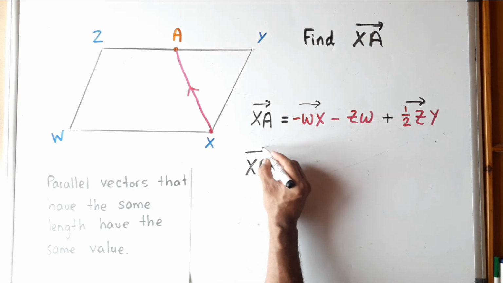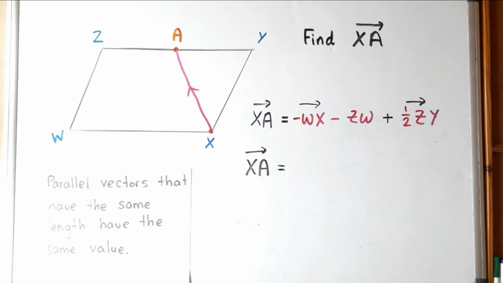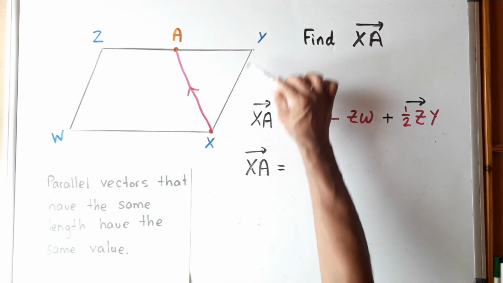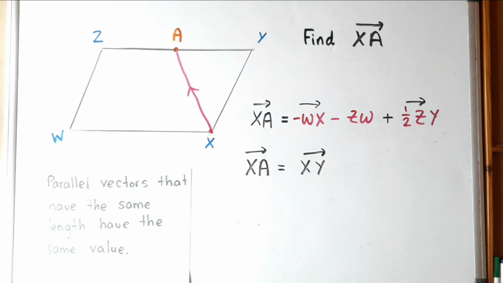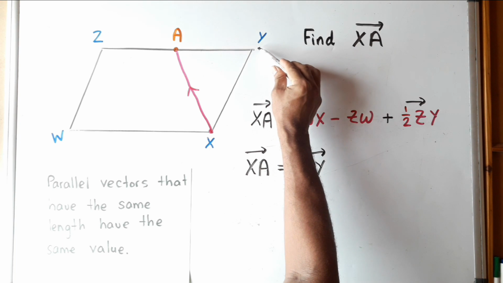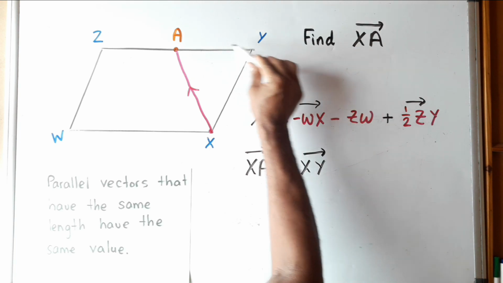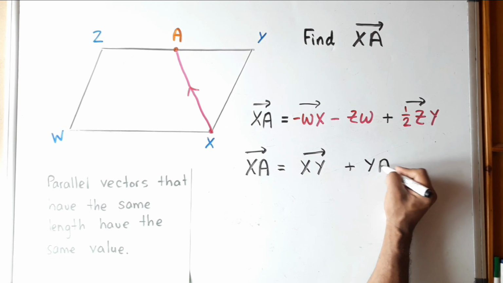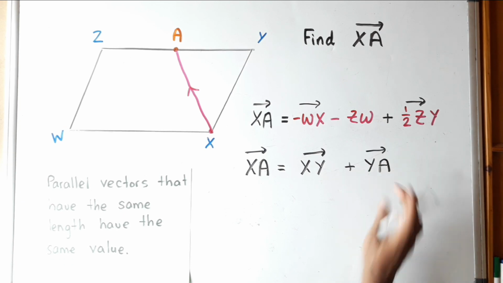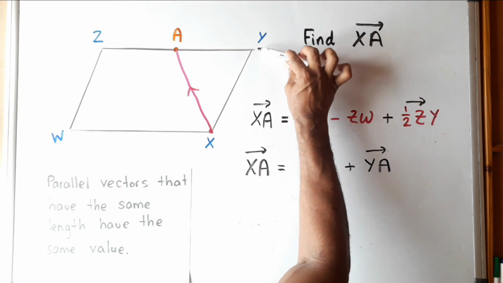XA. What's another potential answer for XA? I can go from X to Y in that direction. When I reach Y, it's time for me to go from Y to A. So plus from Y to A. Obviously, Y to A is what? Y to A is half.